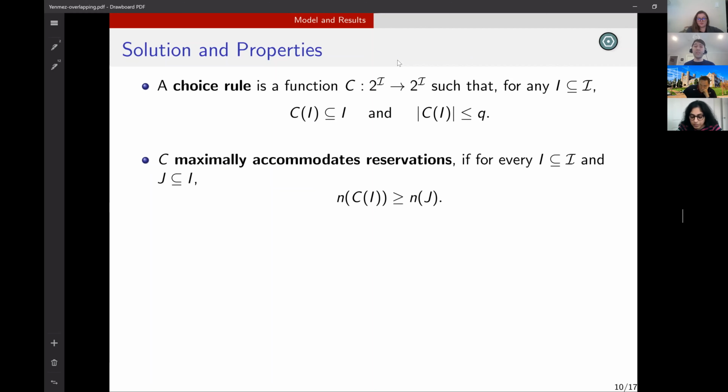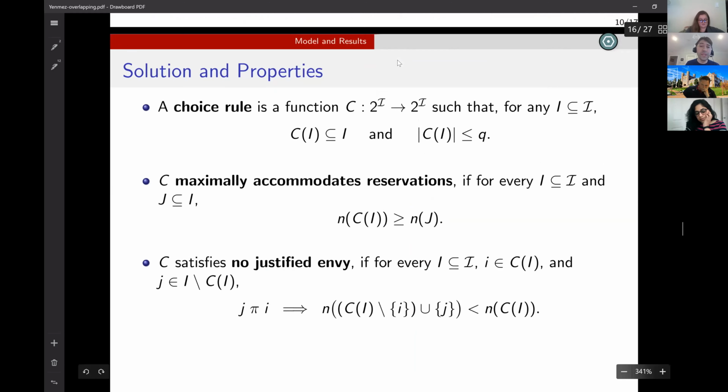What are the properties that we want? First one is maximal accommodation of reservations. For any given set of individuals I, the number of reserved positions that can be filled by the individuals chosen should be greater than or equal to that of any subset of I. So you're maximally accommodating reservations. You're choosing a subset such that you're able to fill the maximum number of reservations for the set of individuals who are applying for this job.